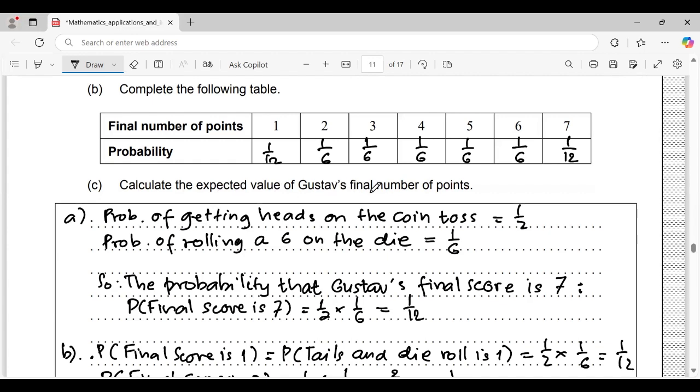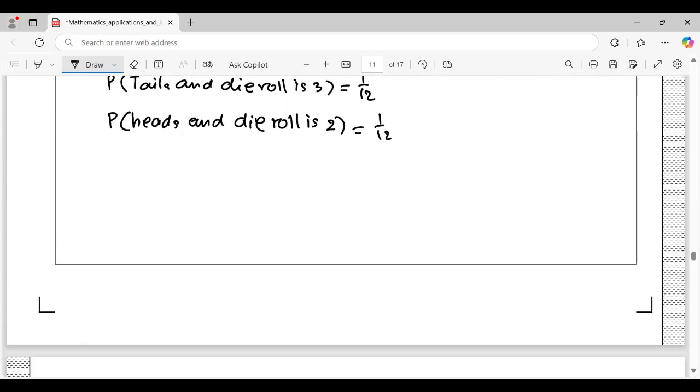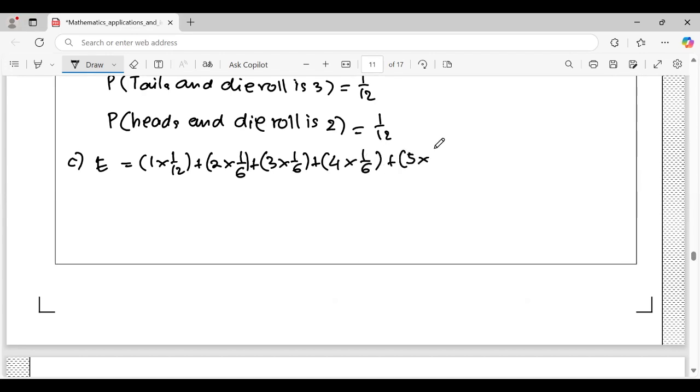Calculate the expected value of Gustav's final number of points. So we need to calculate 1 times 1 over 12 plus 2 times 1 over 6 plus 3 times 1 over 6 plus 4 times 1 over 6 until 7 times 1 over 12. And calculate. So E equals 1 times 1 over 12, plus 2 times 1 over 6, 3 times 1 over 6, 4 times 1 over 6, 5 times 1 over 6, 6 times 1 over 6, 7 times 1 over 12. And if you calculate, the result is 4.